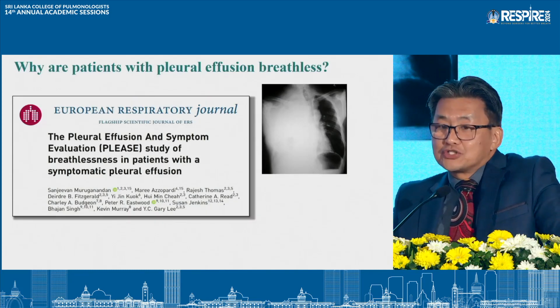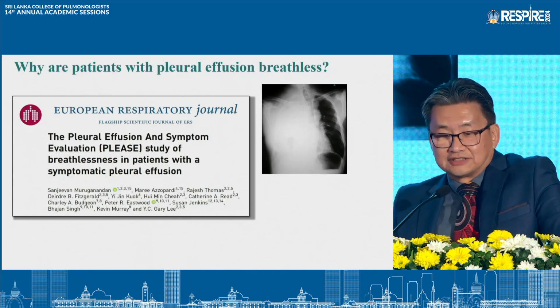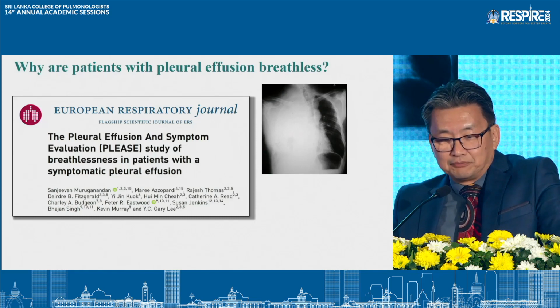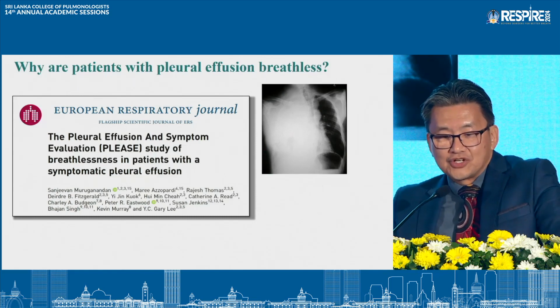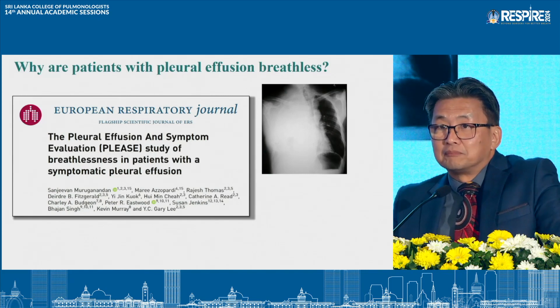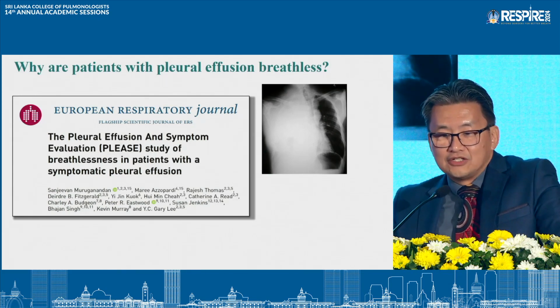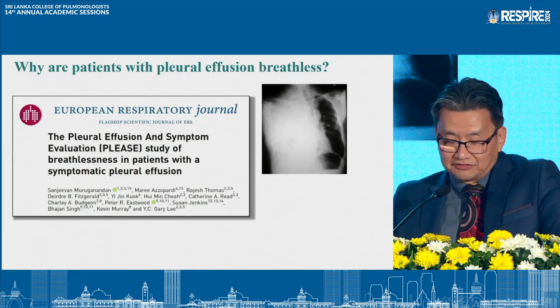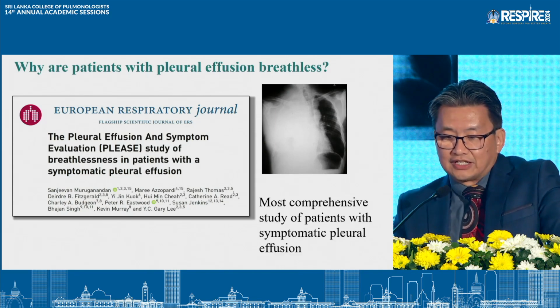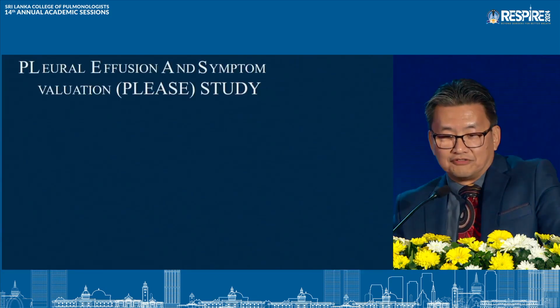So why are patients with pleural effusion breathless? We are very interested in this, and my group has been performing a series of studies called the Pleural Effusion and Symptom Evaluation, or PLEASE studies, to look into why patients are breathless. The first of that is published in the ERJ. It's the most comprehensive study of patients with symptomatic pleural effusions.